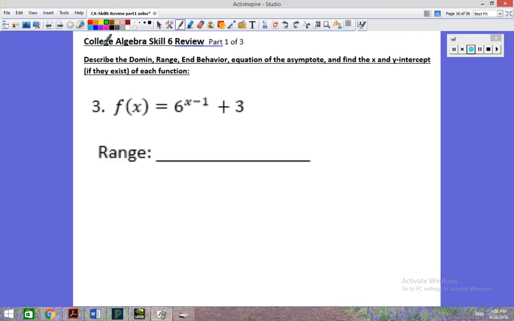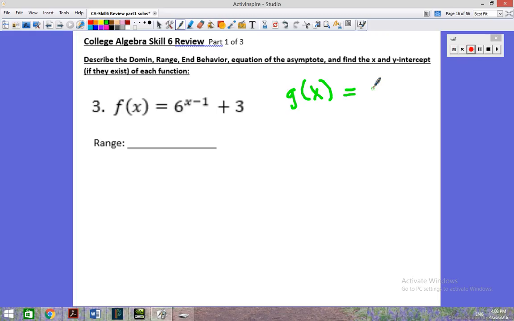So let's think about what the parent function of this would be, the basic function, and what kind of transformations are happening on it. So this function, its parent function, its basic function, is just 6 raised to the x power. Okay, the -1, that's when you subtract 1 from x, that's a bizarre transformation. It's actually a shift to the right. When you add 3, not to the x value, but to the outside of that, it'll lift it up 3 units.